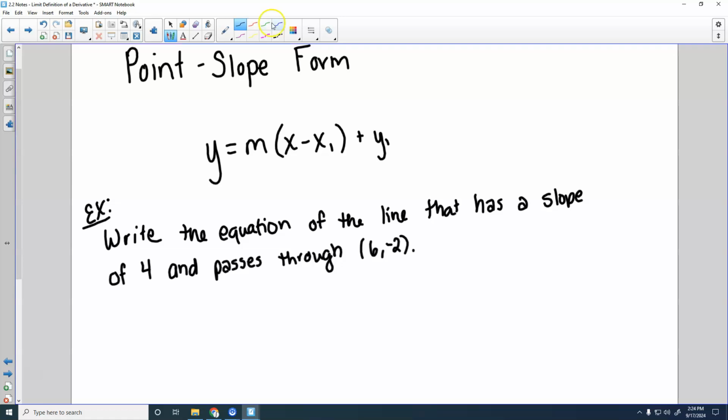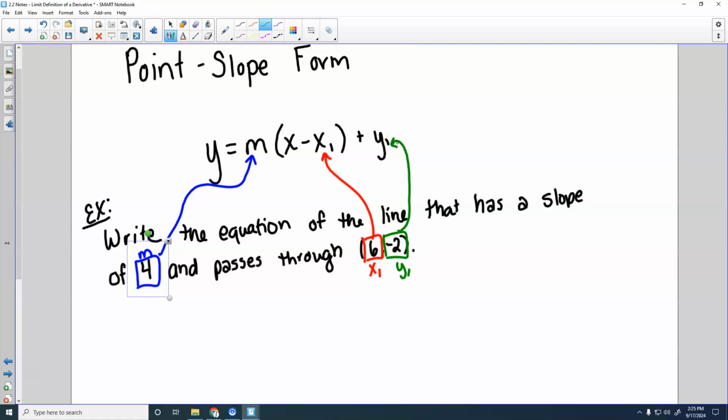So if I want to do this, I'm just plugging into this equation. This right here would be my m, and it would get plugged in right here. And then this point, the 6 right here, that's my x1, so it gets plugged in right here. And then the negative 2, that's my y1, and it gets plugged in right here.